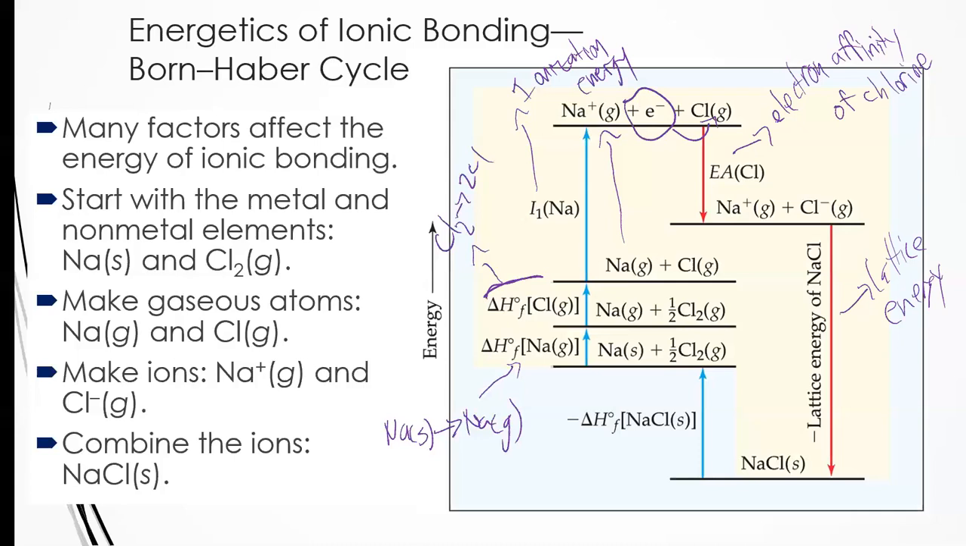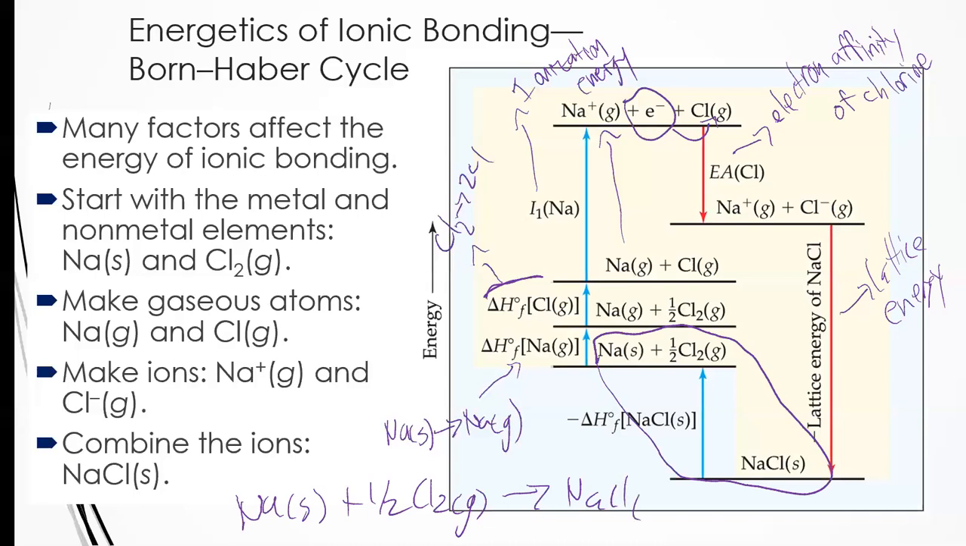But when we look at this overall comparison, this reaction looks like Na as a solid plus 1/2 of a chlorine gas goes to NaCl as a solid. And we should be able to recognize that the name of this reaction is a heat of formation. It's us making 1 mole of NaCl from its elemental form. So if we add up all of those other steps, it should be the same as us doing this transition for a heat of formation.